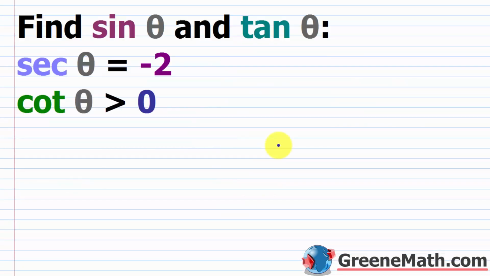All right, so let's take a look at another example. We want to find sine of theta and tangent of theta, given the fact that the secant of theta is negative 2 and the cotangent of theta is greater than 0, or you could say positive.